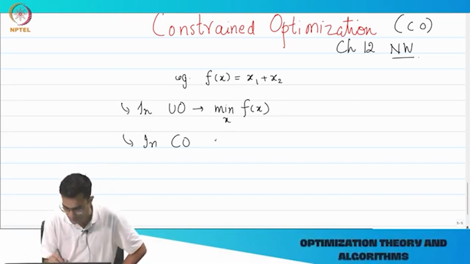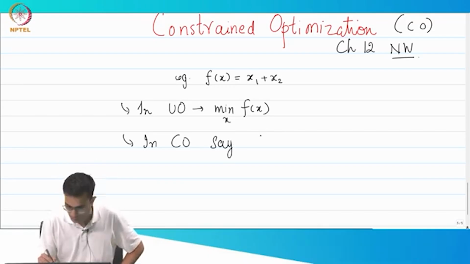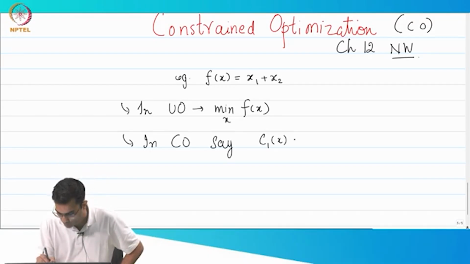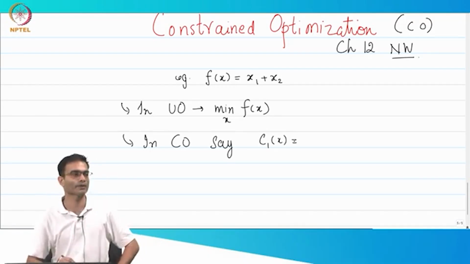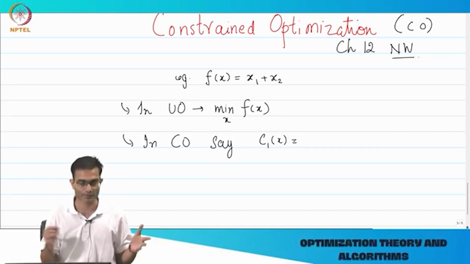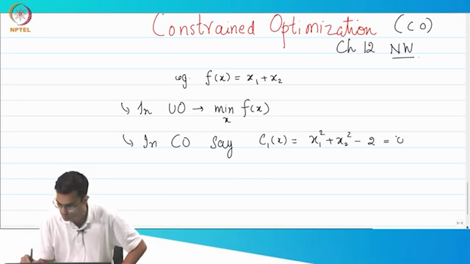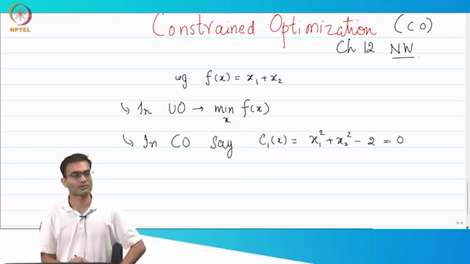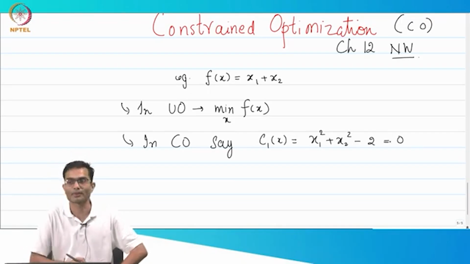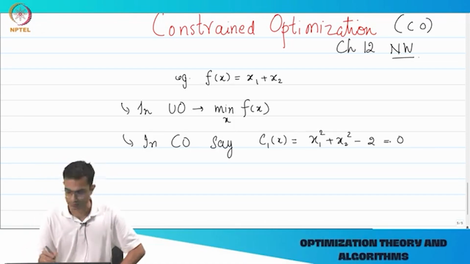So let's introduce two constraints. I'm going to give you two constraints, and for variety, one constraint will be equality, one constraint will be inequality. Let's see what happens. So x1 squared plus x2 squared minus 2 is equal to 0. This is a constraint. Geometrically, what kind of a constraint is this? Circle, right? x1, x2 must live on the circle.